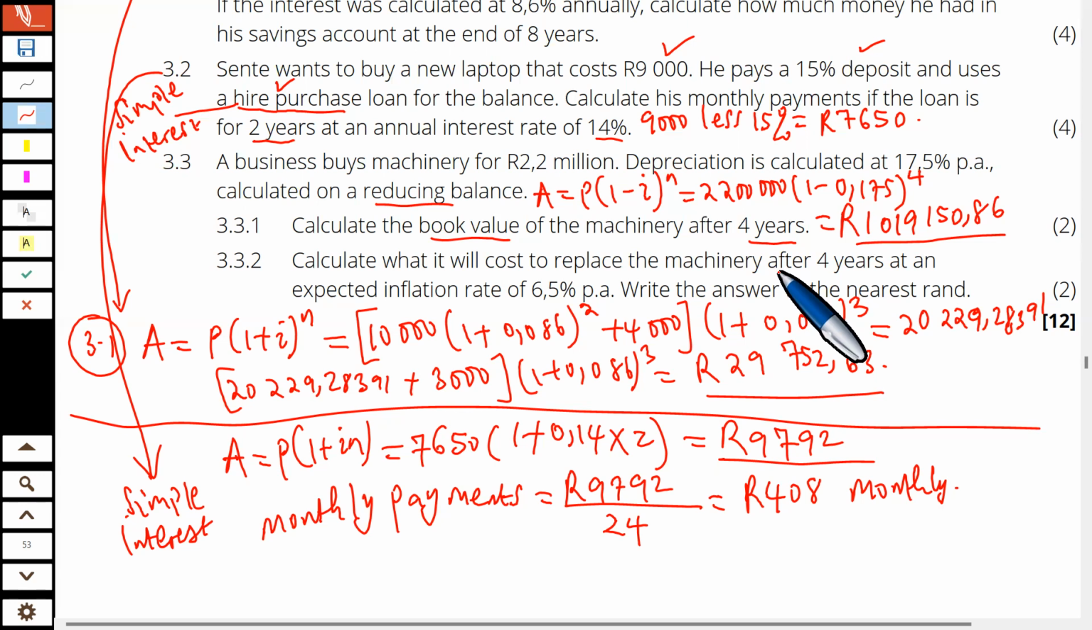Right, 3.3.2, you need to calculate what it will cost to replace the machinery after 4 years and an expected inflation rate of that. So in other words, at that expected inflation, how much will a new machine cost? And that is the question we're asking. How much will a new machine cost?